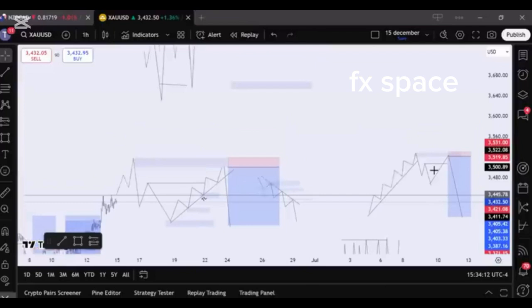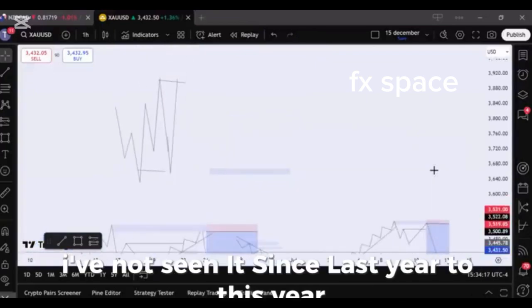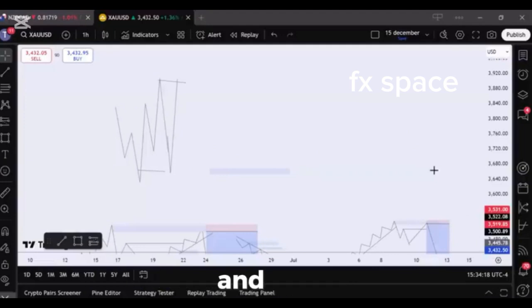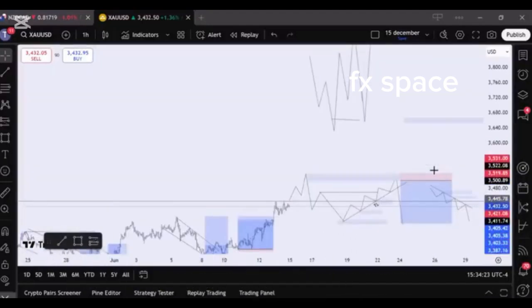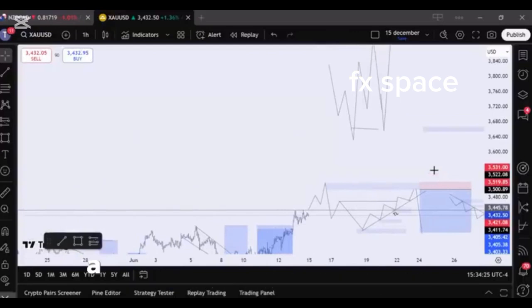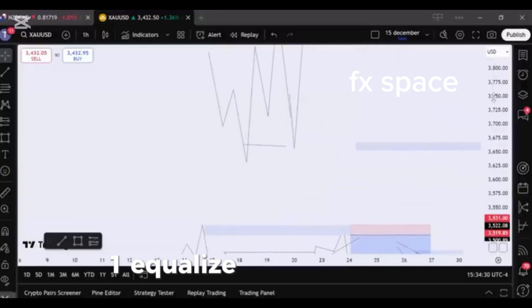Now, second of all, the second type of liquidity that we have is not that common. I've not seen it since last year to this year, but it's also a type of liquidity. It's not on the chart here because I've not literally seen it. I've not used it in 2 years now. But it's a type of liquidity called equal highs and equal lows liquidity.